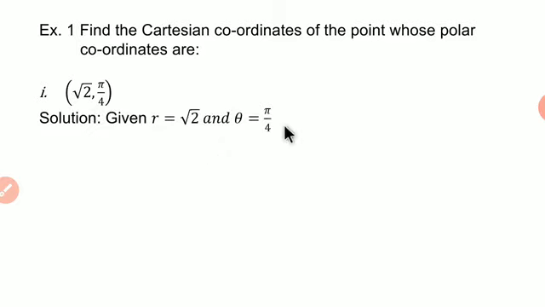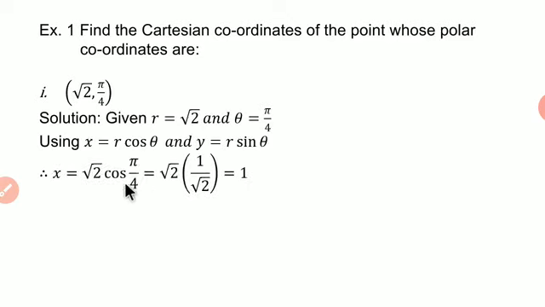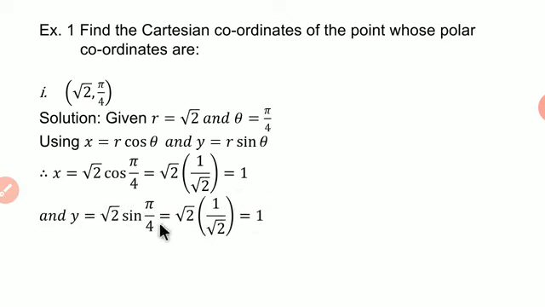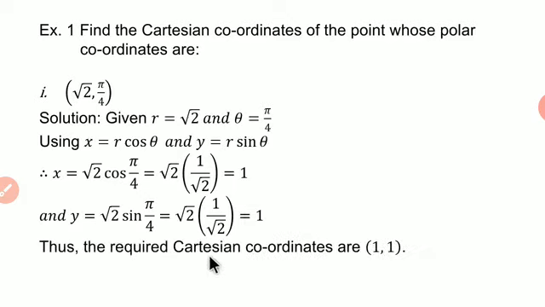Now we know the relation between Cartesian and polar coordinates as x is equal to r cos theta and y is equal to r sin theta. So using this, we get x is equal to root 2 cos pi by 4. It is equal to root 2 multiplied by 1 upon root 2. It is equal to 1. And y is equal to root 2 sin pi by 4. It is equal to root 2 multiplied by 1 upon root 2. It is equal to 1. Means we get value of x as 1 and value of y as 1. And hence the required Cartesian coordinates are (1, 1).